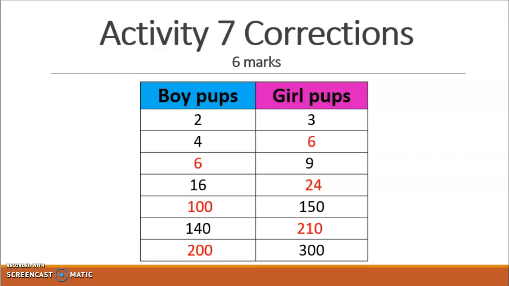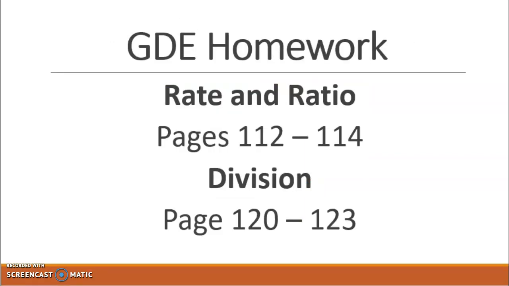Activity 7 corrections are as follows. Please mark your work and give yourself a mark out of 6. Today's GDE homework for rate and ratio is page 112 to 114, and for division it will be page 120 to 123. In the next slides, you will see your GDE corrections. Please do them when you have a chance.